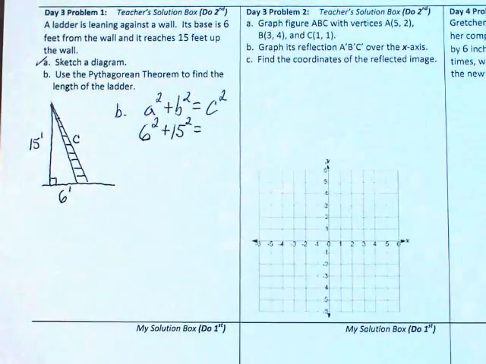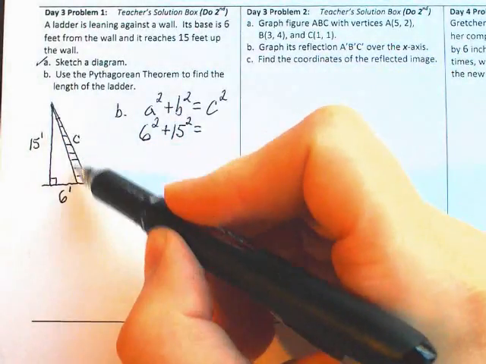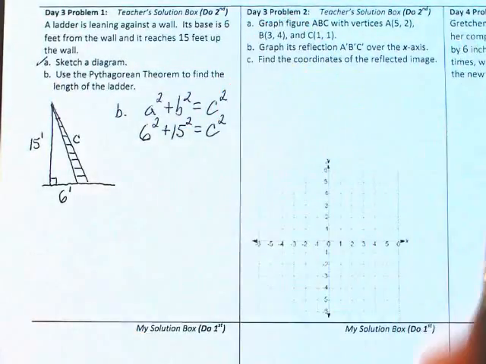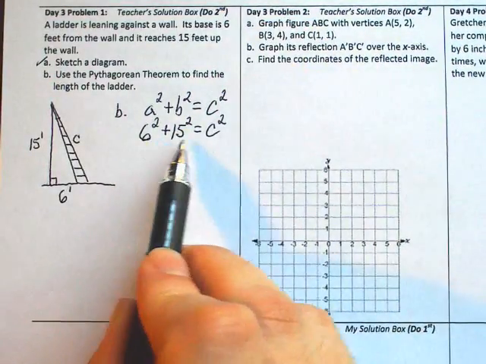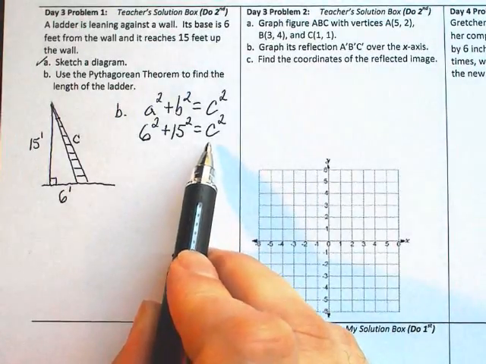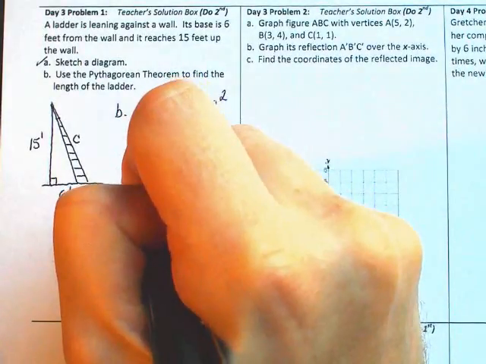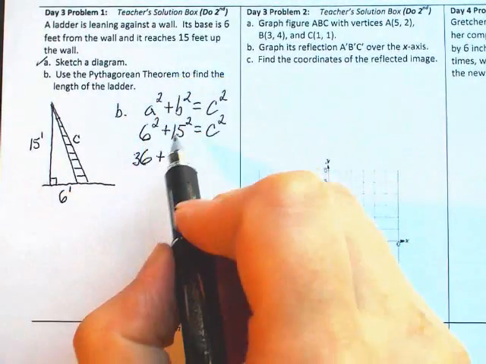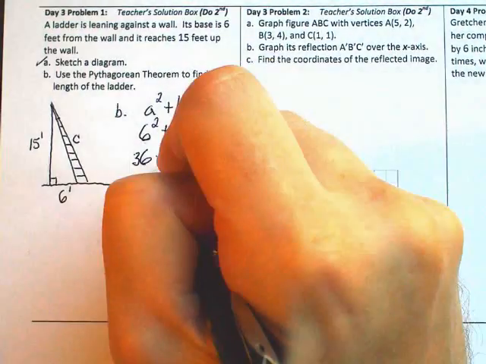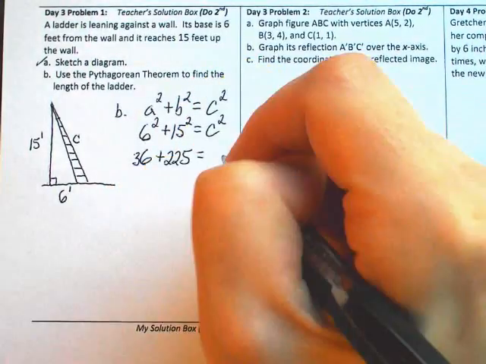And that is equal to the hypotenuse squared. And the hypotenuse is the ladder itself that has the letter C on it. So C squared. And so here is an equation that we can solve for the letter C to figure out what C is equal to. 6 to the second power is 36. 15 to the second power, 15 times 15, is 225, and that is equal to C squared.